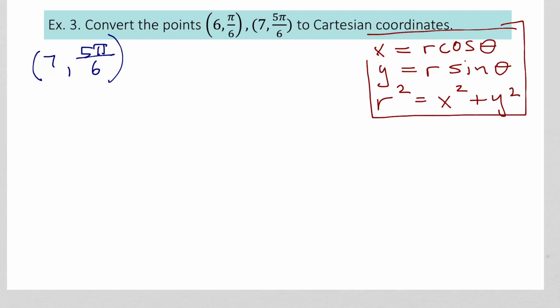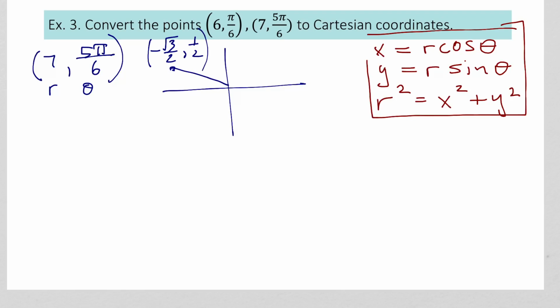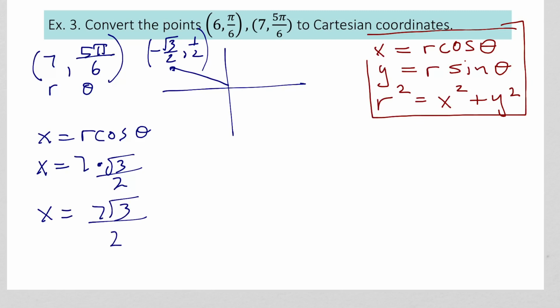All right, now I have the point r, theta. R is 7, theta is 5 pi over 6, which would be over here in the second quadrant. So cosine would be negative root 3 over 2, and sine would be 1/2. So my x is equal to r cosine of theta. So x is equal to 7 times root 3 over 2. So that's equal to 7 root 3 over 2. All right, that's a negative actually, so we've got a negative in here.